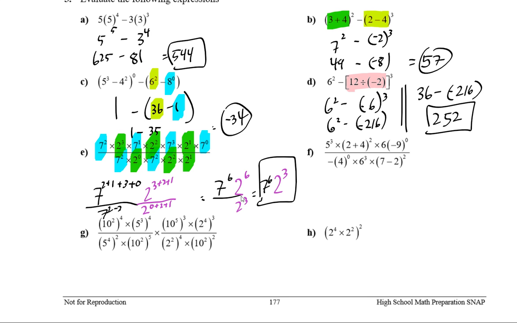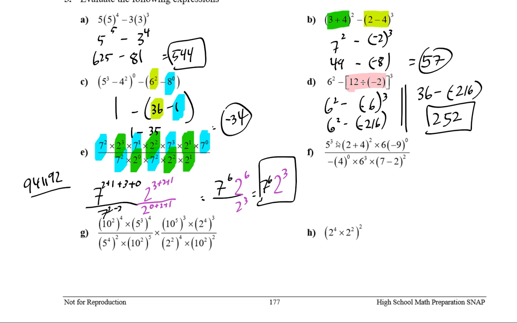We could say 7 to the 6th is whatever, some giant number, times 2 cubed. 2 cubed is 8. We get some other giant number. So if you get a number like 941192, that's good too. Or you could leave it like this.